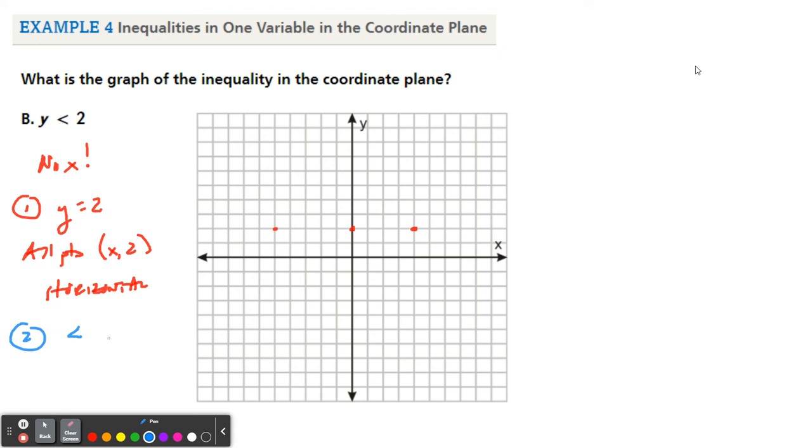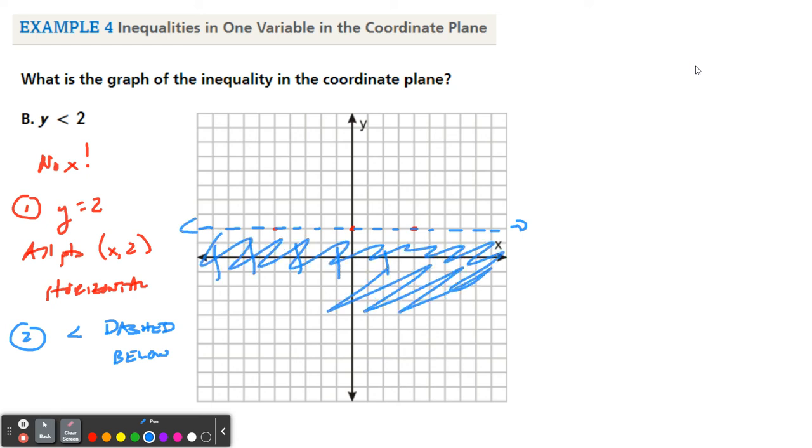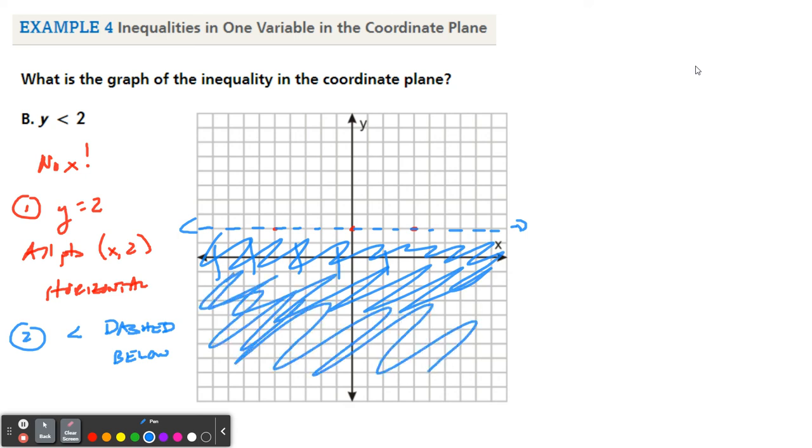Now we have to ask ourselves, what about the inequality symbol and how it's going to look? So this is just a less than. So we are a dashed line, or dotted line, whatever you want to call it. And less than means we're going to shade below. So here's my dashed horizontal line. And below would be this way, down, right? So all of this is the solution space. Anything with a y less than 2, any point with a y less than 2. But again, this does not include the boundary line.